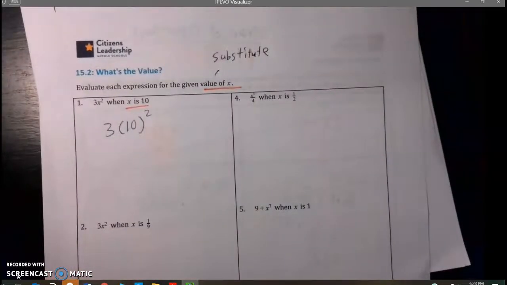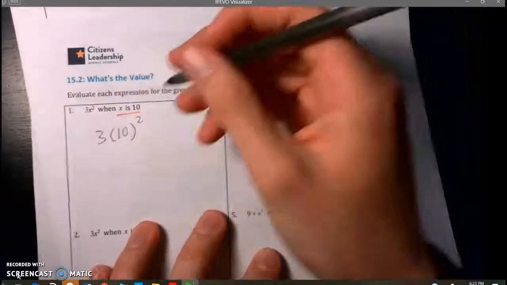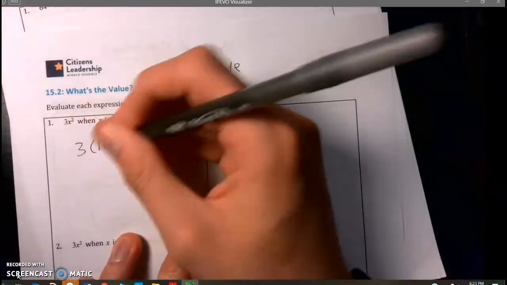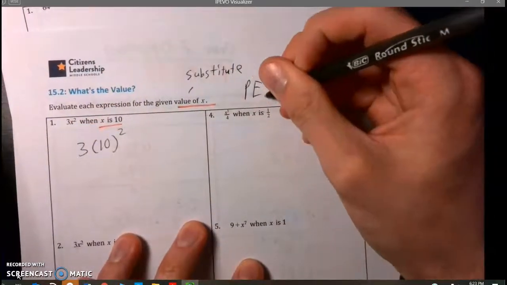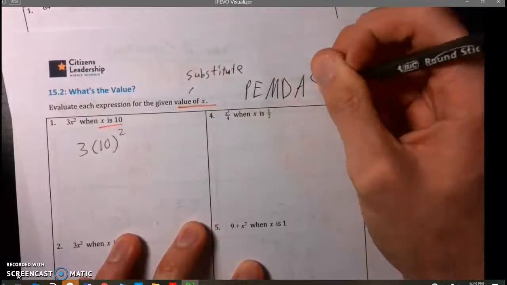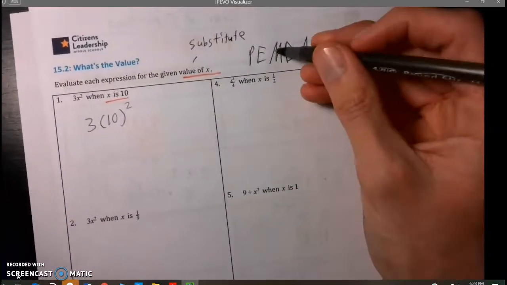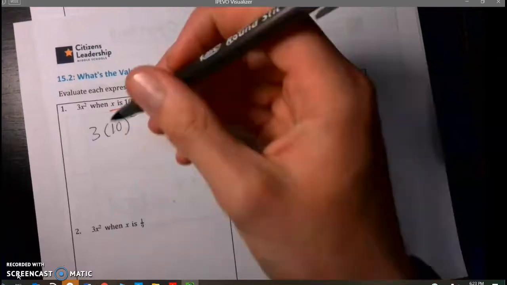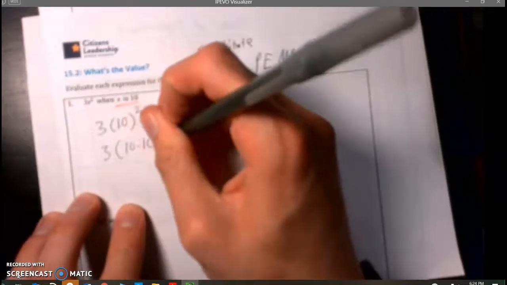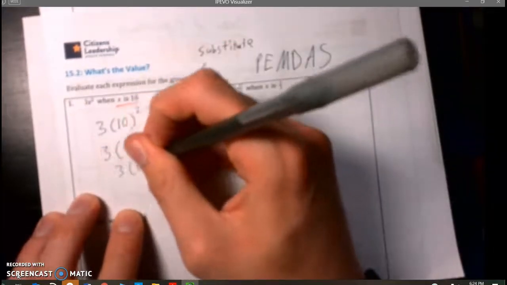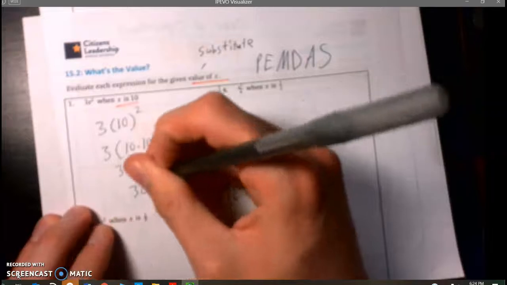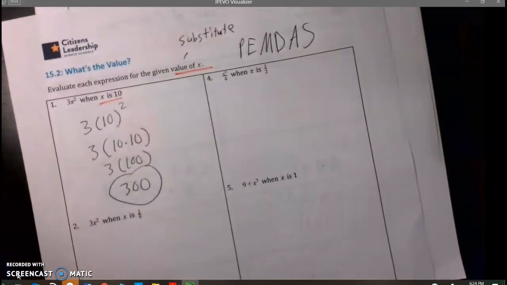So, once again, ask yourself, what are you going to do first? Are you going to do 3 times 10, or are you going to do 10 squared? So once again, multiple operations at play. We need to remember our order of operations. Exponents come before multiplication, so you need to make sure you do 10 squared first. If we wrote that in expanded form, that would be 10 times 10, which is 100. Answer, 300. Okay.